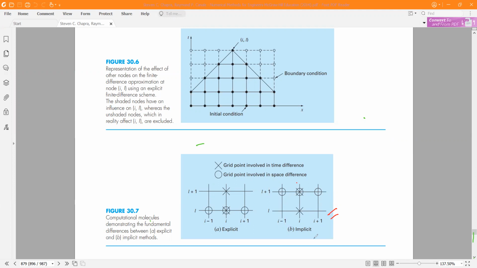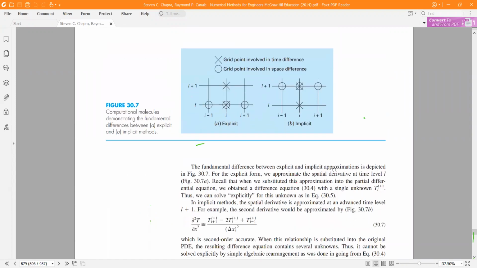So if we want to find the implicit grid, the space difference is calculated at a time point that is L plus 1, not at L. If we want to proceed in this way, then what will happen? Like your ordinary differential equation, you have to solve your simultaneous equations at each time step. Otherwise, a solution cannot be done.